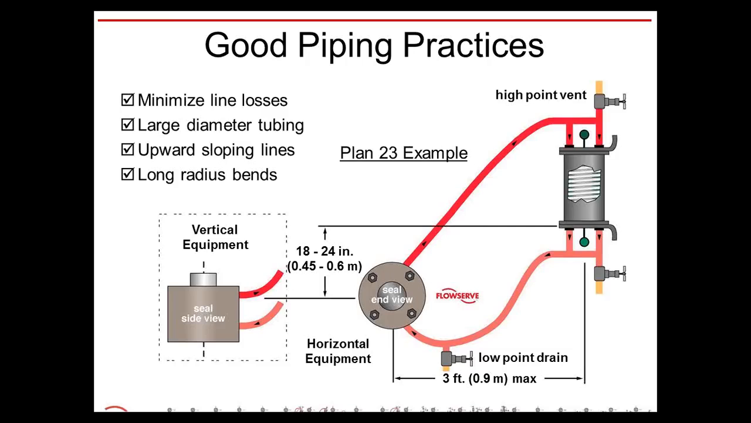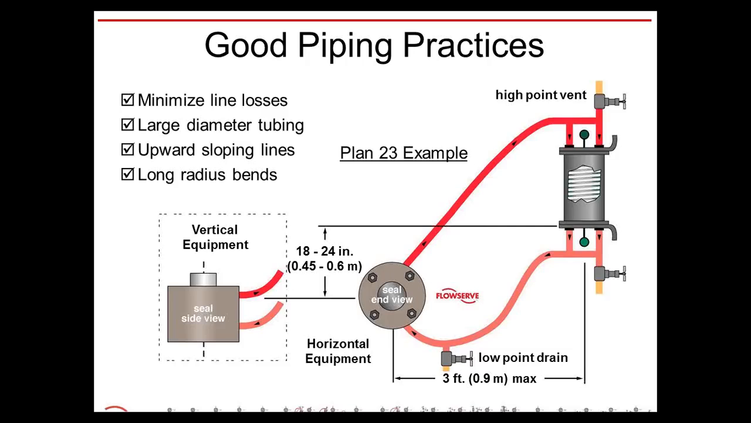Large diameter tubing. You definitely want to make sure you're no smaller than the nominal pipe size of the seal itself. So if you've got a 1/2 inch seal flush port on a seal, you don't want to go any smaller than that. You can always go up, but you can't go down. You definitely want to make sure you have upward sloping lines so that you don't have any dead legs. You don't want to trap any air in the lines. You want to make sure you vent it properly. And also, again, long radius bends. You don't want to have a lot of interruptions.